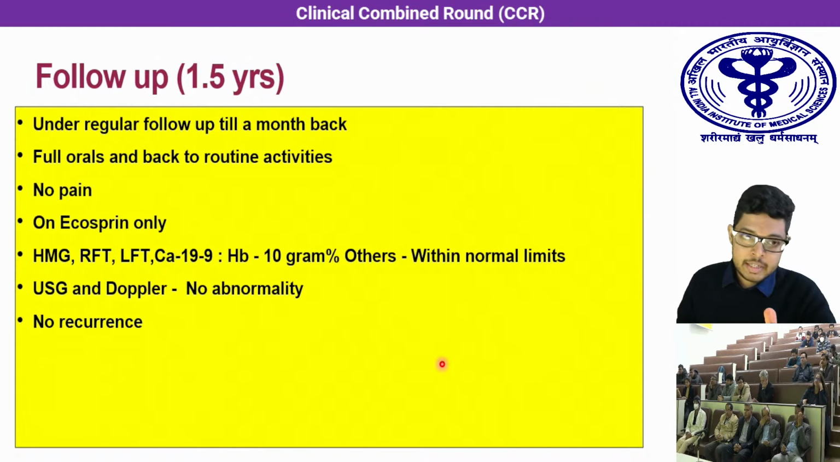CA 19-9 had come to the hundreds range. From thousands, it had reduced to the hundreds range, and others were within normal limits. Ultrasound and Doppler, which are the latest imaging that she had, showed no abnormalities, and there was no evidence of any recurrence.